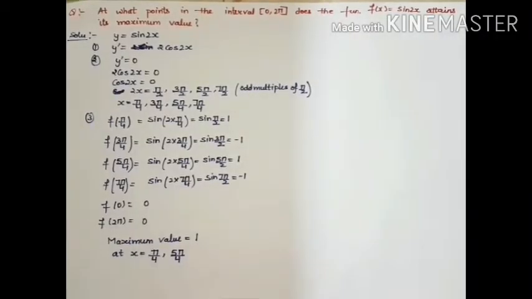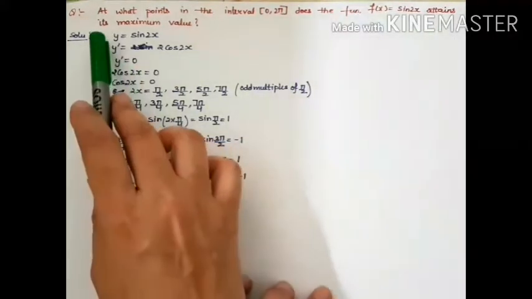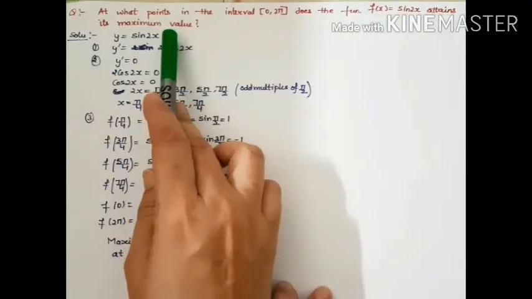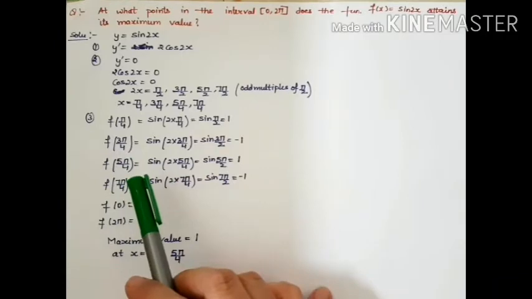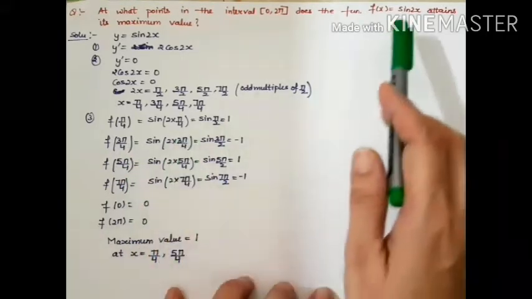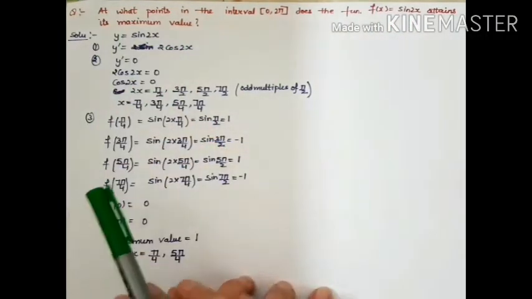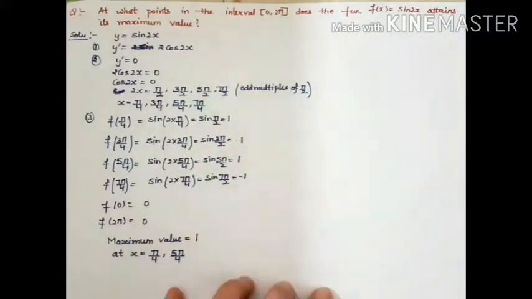Let us take another question. The question is: at what point in the closed interval 0 to 2 pi does the function f of x is equal to sine 2x attain its maximum value? So again the procedure will remain the same. We basically want to find the value of x where the function will be maximum, and this value has to be within this interval, right?